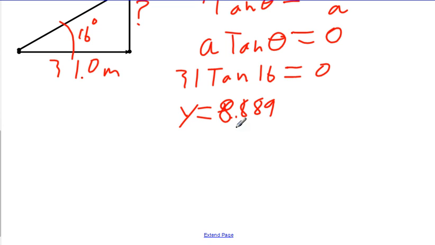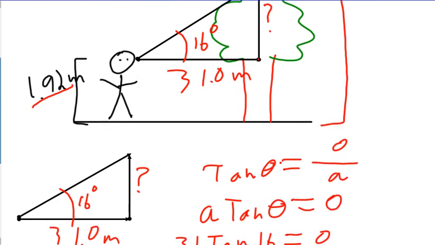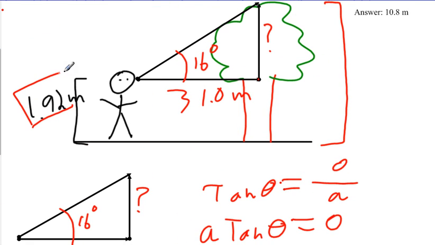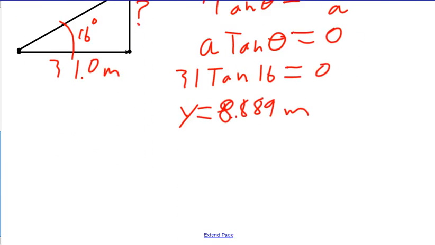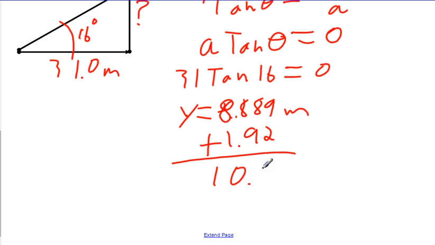Now, this is not our answer yet, and this will be in meters. For this, we need to add the 1.92 meters, because that's how high up our eyes are. So we do plus 1.92, and this will give us, with the right number of sig figs, 10.8 meters. And we are good. And so it is 10.8 meters tall.